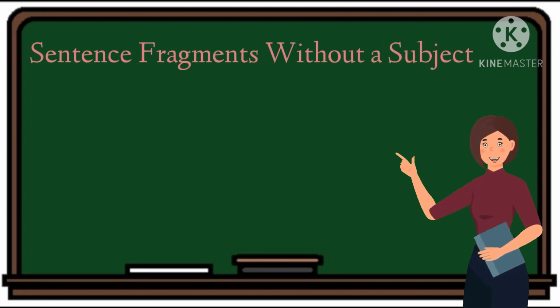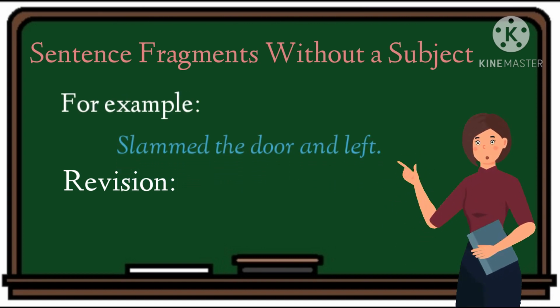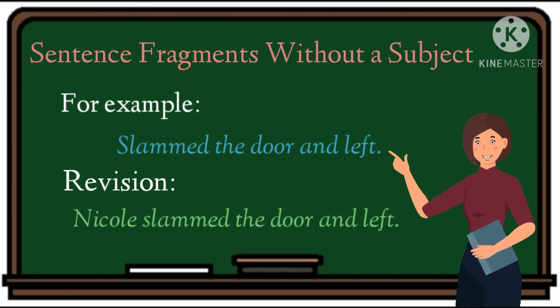Sentence fragments without a subject. So there are some sentence fragments that lack a subject. So for example, "Slammed the door and left." As you can see in the sentence, it indeed lacks a subject. Therefore, this is a sentence fragment. In order to make the sentence correct, we must include the doer of the action. So here is the possible revision: "Nicole slammed the door and left."